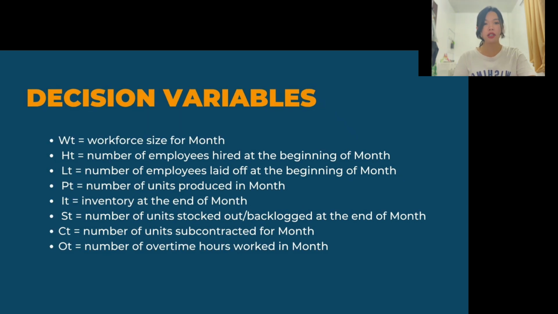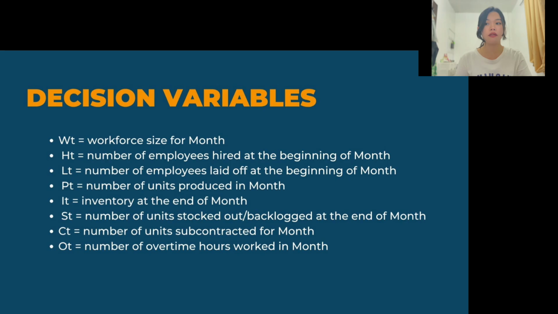Here are the decision variables that need to be met when using linear programming. First, we have the workforce size for the month, denoted by capital W sub T. Next is the number of employees hired at the beginning of the month, denoted by H sub T, and the number of employees laid off at the beginning of the month, denoted by L sub T. And then we also have the units produced in a month, denoted by P sub T.